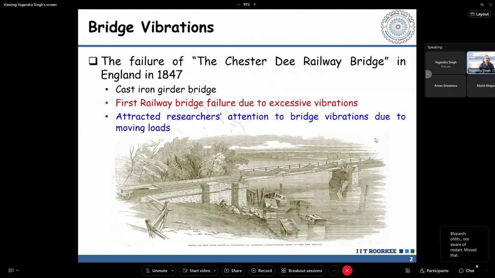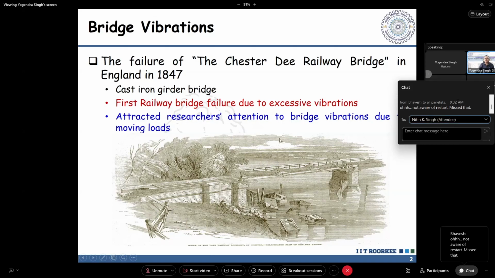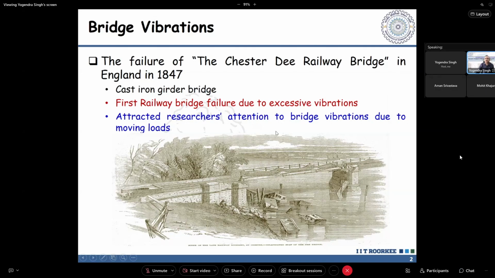So this problem was identified as early as in 1847, where one Chester D railway bridge collapsed. It was a cast iron girder bridge, and the bridge collapsed due to excessive vibrations. So it was known that the reason of failure was the vibrations, and those vibrations were caused due to moving load.